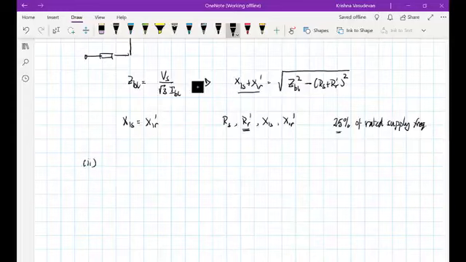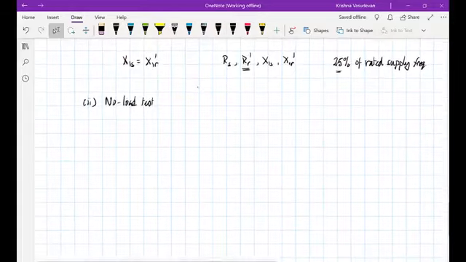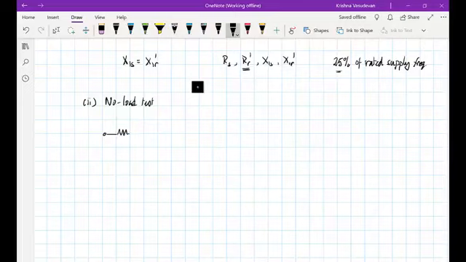The second experiment is then called as the no load test. In this case, as we have seen, the machine equivalent circuit can be represented in this manner. We do have this branch.